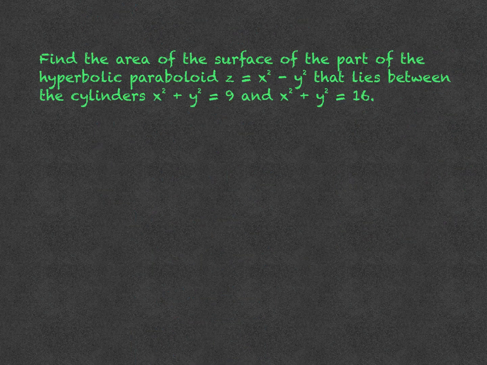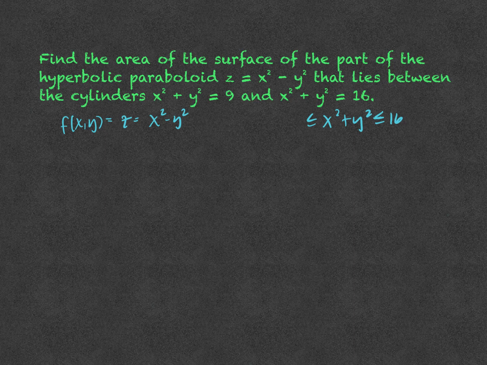All right, so find the area of the surface of the part of the hyperbolic paraboloid that lies between the two given cylinders. So let's start with our hyperbolic paraboloid. f of x,y equals z equals x squared minus y squared. And that's our surface. And look at the fact that our region is x squared plus y squared equals 9 and x squared plus y squared equals 16. So it's between those two values. So let's write it this way for our domain.